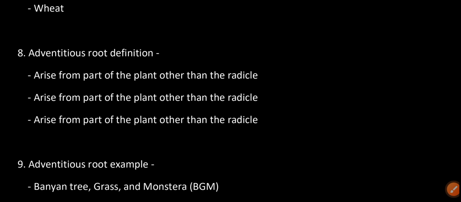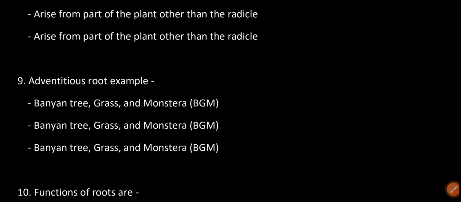Adventitious roots arise from a part of the plant other than the radicle. Adventitious root examples: banyan tree, grass, monstera.